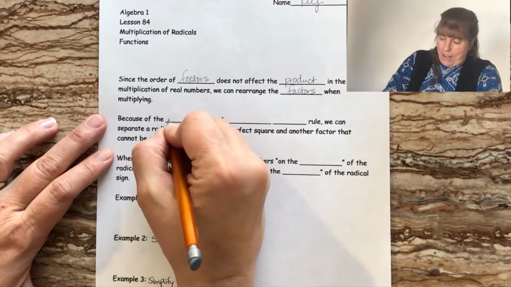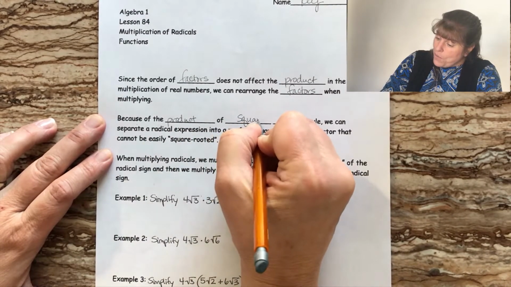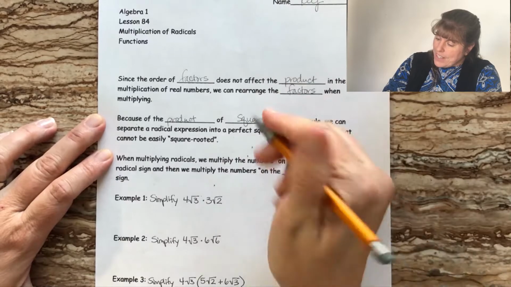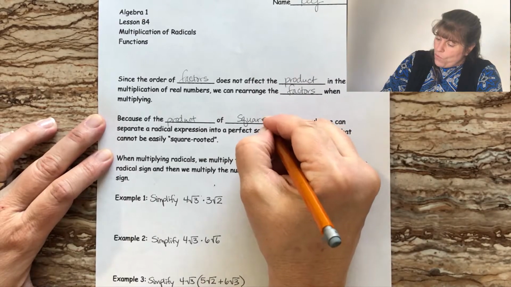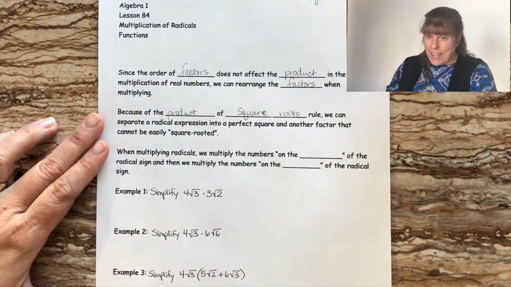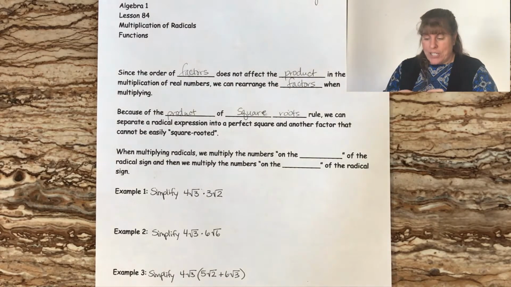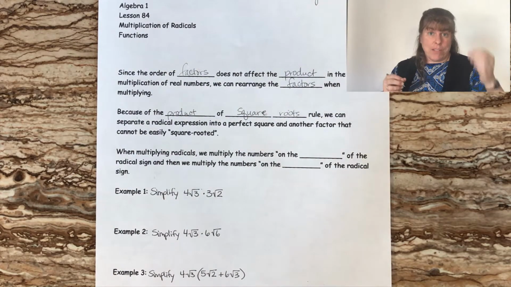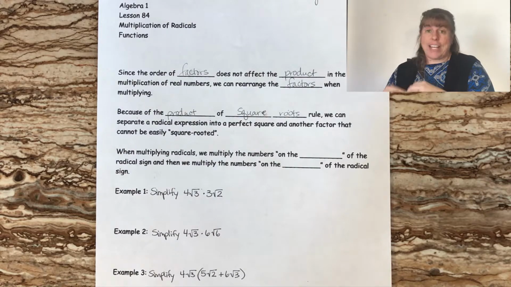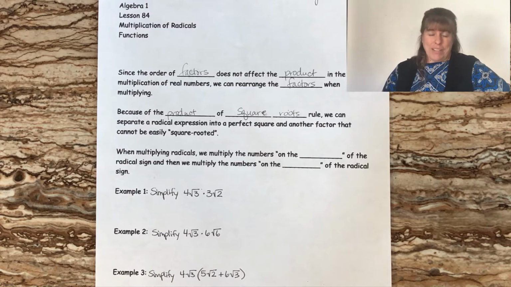Because of the product of square roots rule, we have learned in the past that we can separate a radical expression into something that's a perfect square that can be square rooted easily, and another factor that cannot be easily square rooted. And that's what we worked on. I don't remember the lesson number, but it was not too long ago. So we were doing that type of thing.